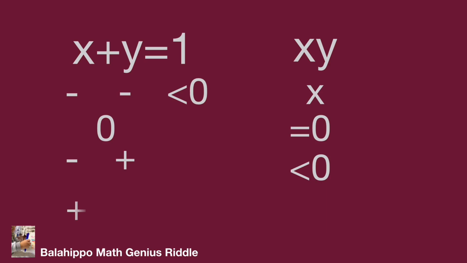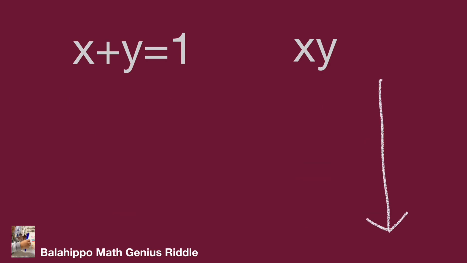While both x and y are positive, x and y should be less than 1. It implies that x times y will be less than 1. We have a nice finding. The maximum value of x times y should be between 0 and 1. Let's go further.